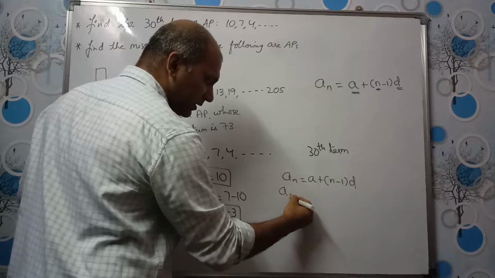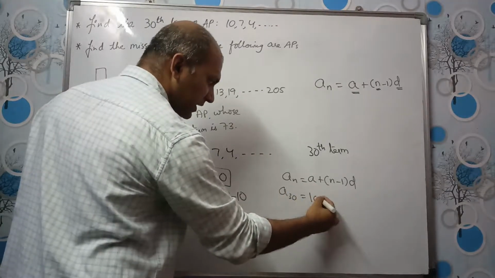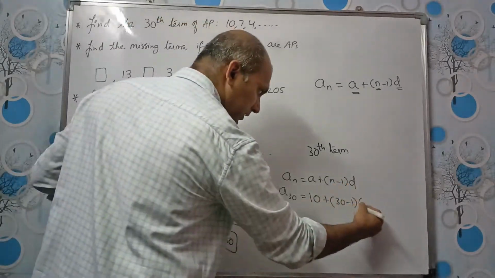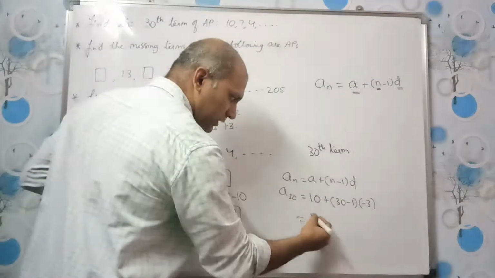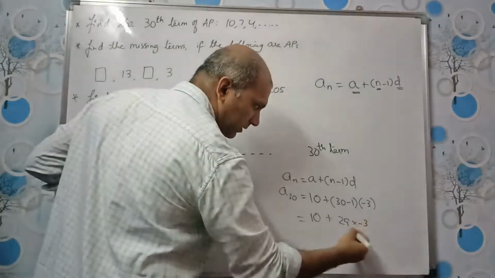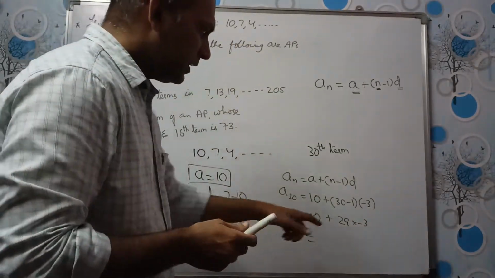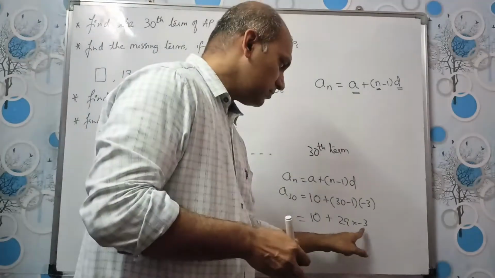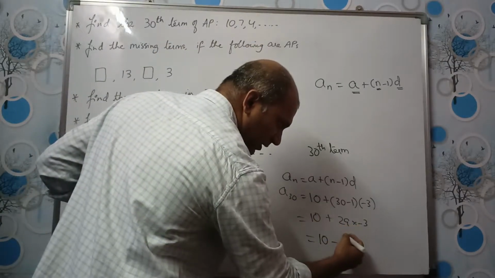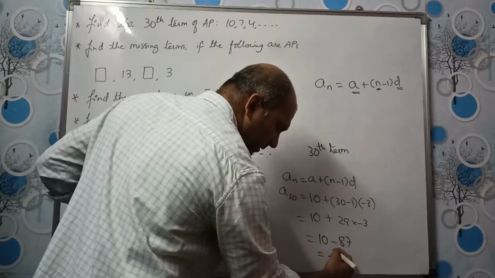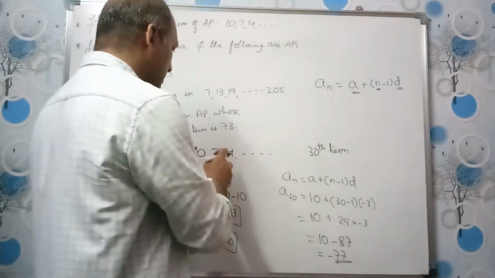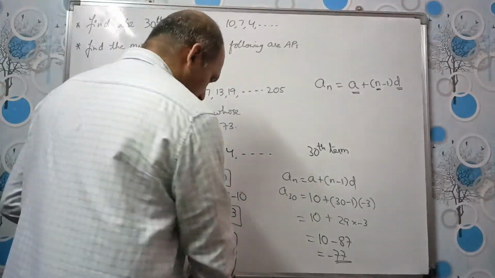So the 30th term we are finding. A value is how much? 10 plus n, 30 minus 1, into D. D is minus 3. Okay, so this is 10 plus 29 multiplied by 3. 30 into 3 will give us 90, but it is 1 less, so 3 less will be 87. So 10 plus into minus will give us minus 87, so this is minus 77. So the 30th term, A30, is minus 77.